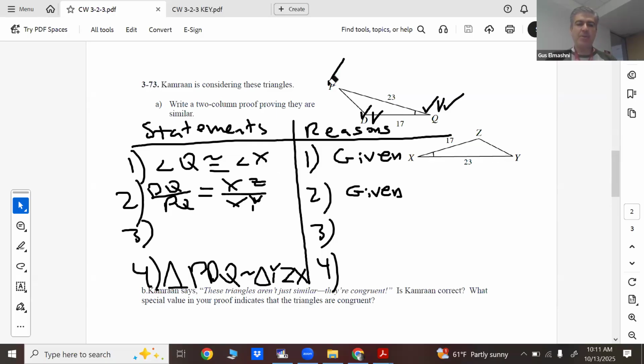Now this is actually a pretty easy proof, because you're given the angles are the same, you're given 2 pairs of sides are proportional, and the angles in between the 2 sides. Remember, there was a theorem, SAS similarity. Yes, it's a sassy one. This triangle, PDQ.